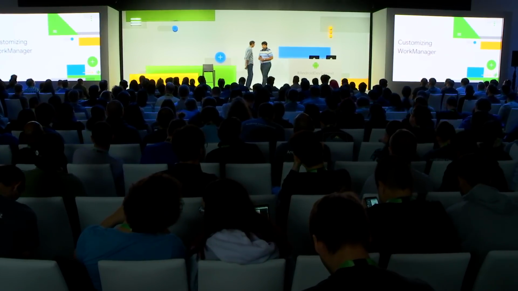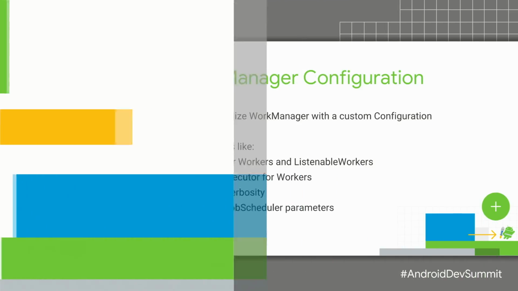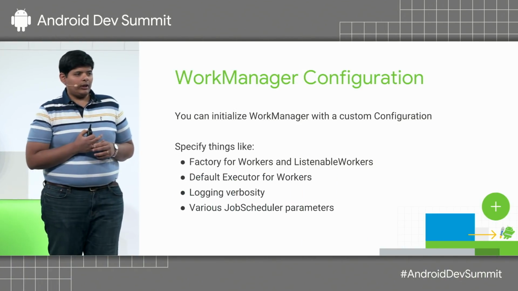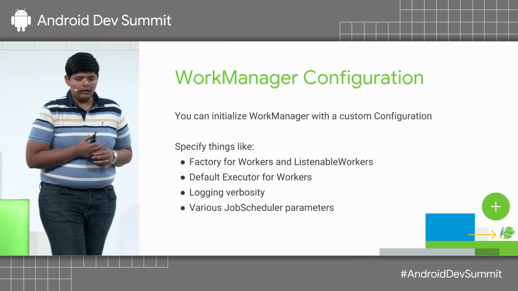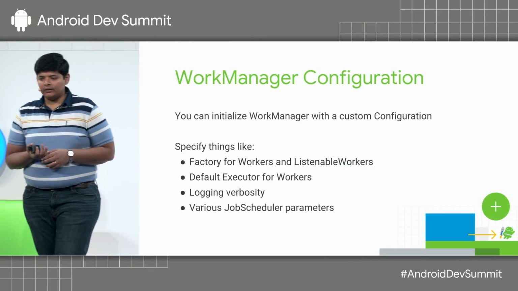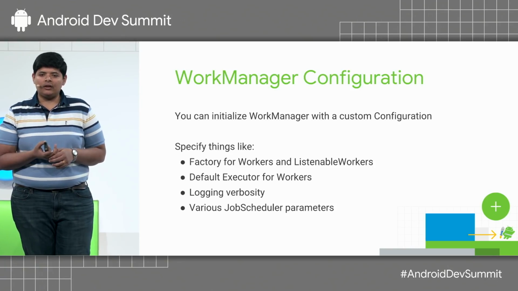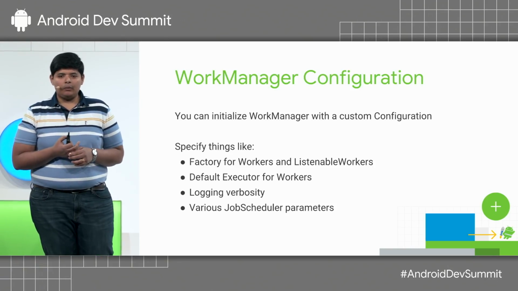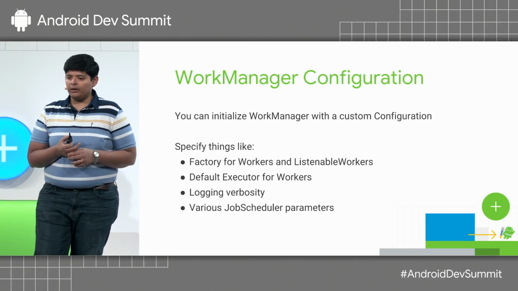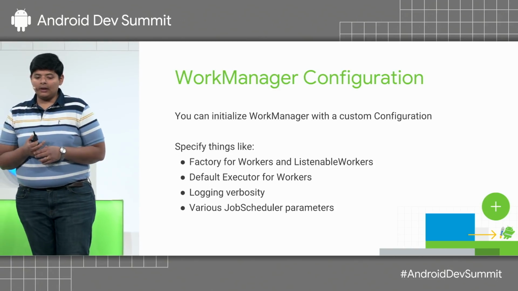Right. Remember, Sumir mentioned that in one of his previous slides on how one can customize WorkManager. So let's look at all the things that you can do. You can actually specify a worker factory that can be used to instantiate your workers and listenable workers. And this is especially useful in the context of dependency injection. So if you're using Dagger and you want to inject something into your worker before the worker starts, this is a good place to do that.